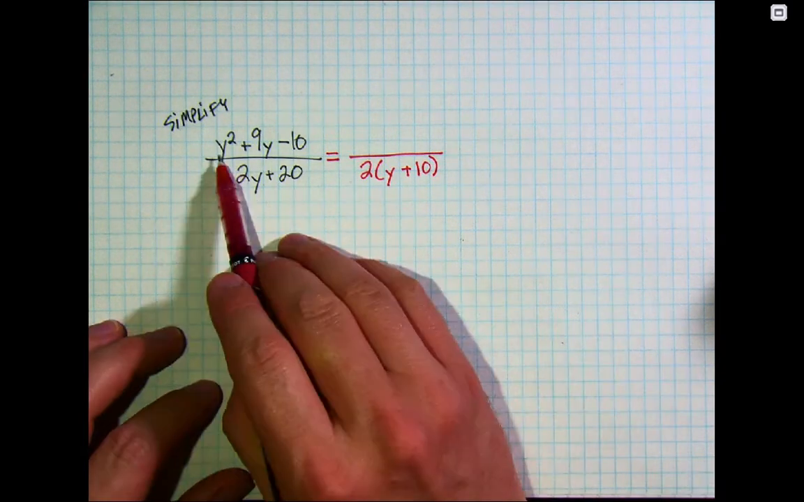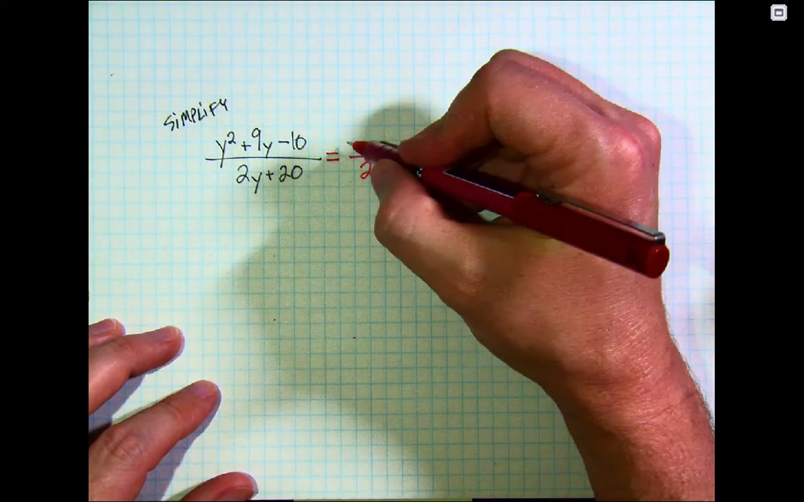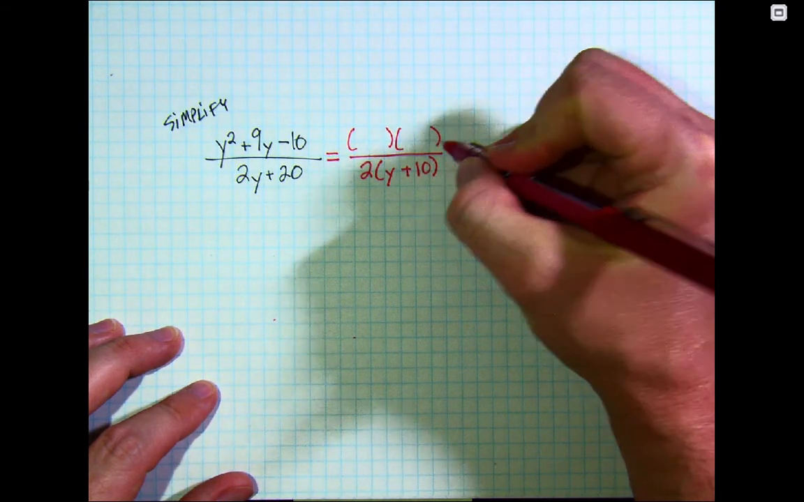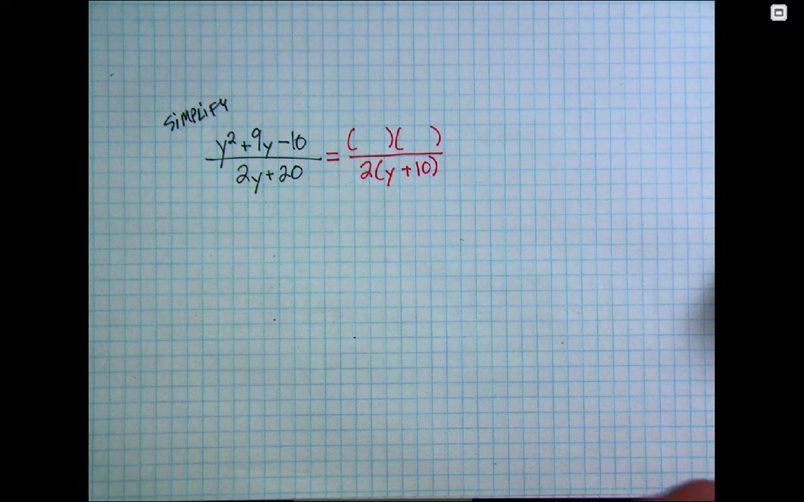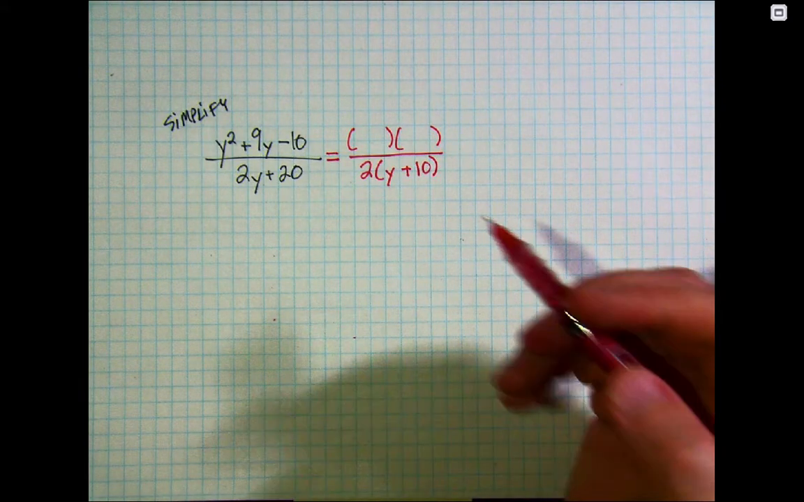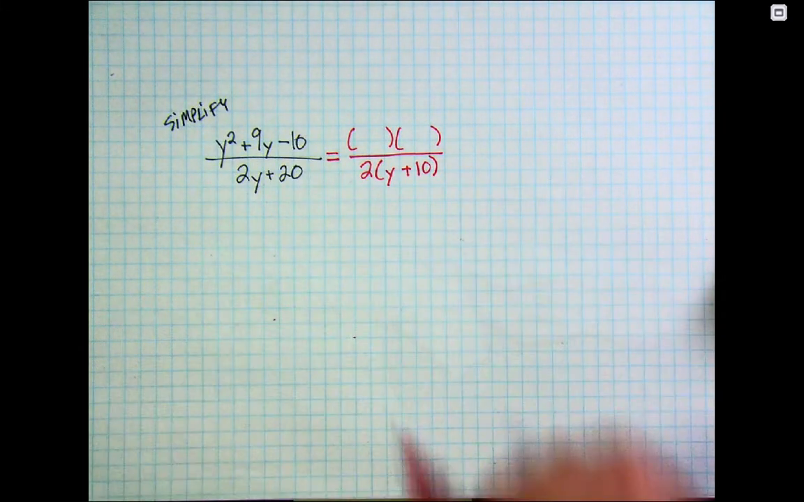Okay? The top is a trinomial, and we're going to have to remember factoring trinomials. That's right. We didn't leave that behind in chapters 8 and 9. We still need to know how to do this. How do you factor a trinomial?